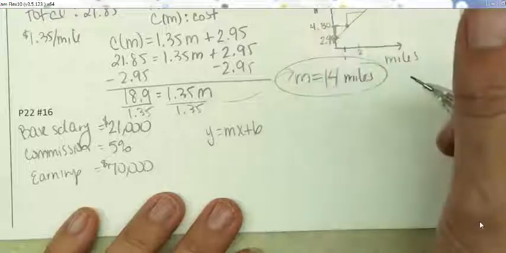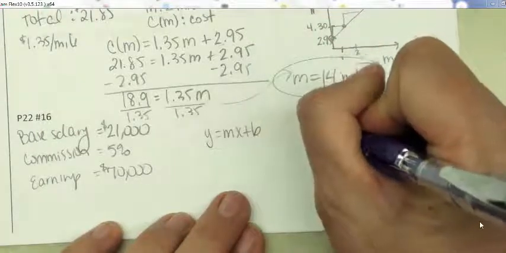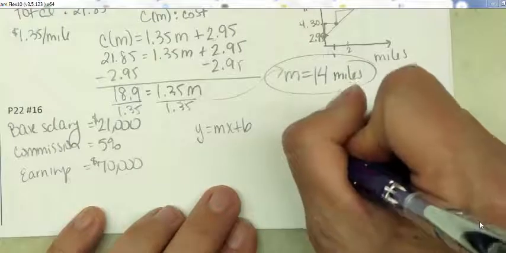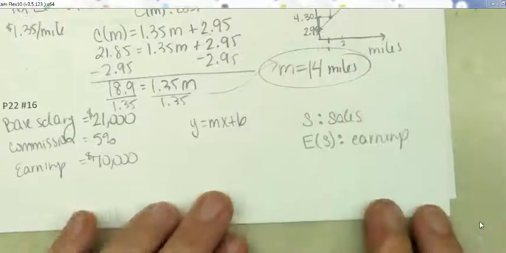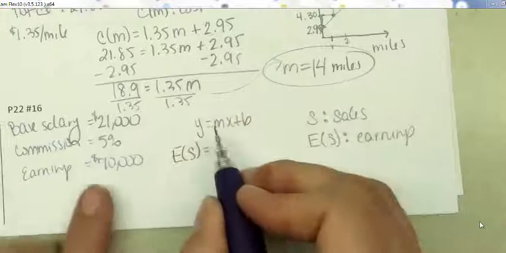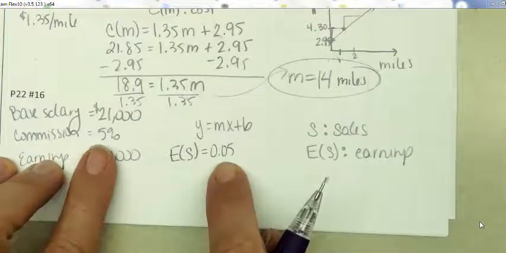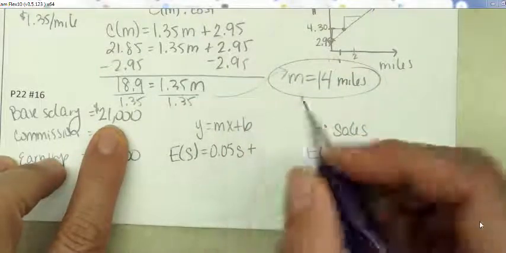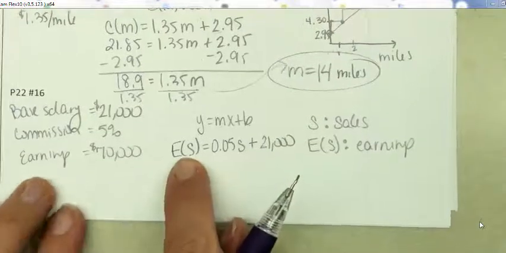So let's think of an equation here. How about I'll let sales, okay, so we'll use S here, be my sales. And then my earnings, so we'll make that E of S, is going to be my earnings. So just using this format right here, I know that E of S will equal, okay, so my slope here is 5%. We don't do math with percentages. We have to change them into decimals. And of sales plus my base salary, right? If I sell nothing, I still get the 21,000. Okay, and I know that my earnings for the year, I want them to be $70,000.